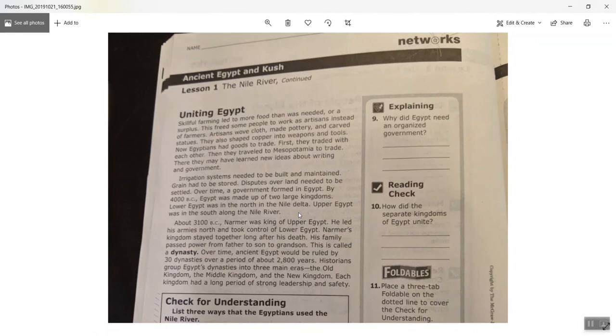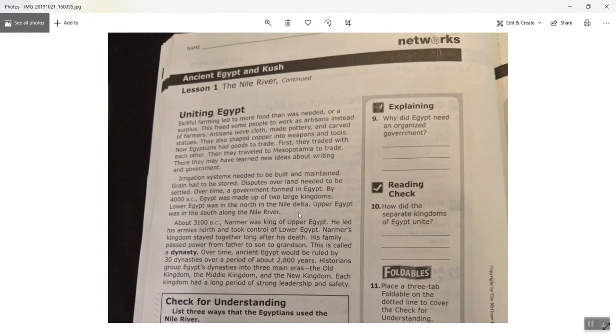About 3100 BC, Narmer was king of Upper Egypt. He led his armies north and took control of Lower Egypt. Narmer's kingdoms stayed together long after his death. His family passed power from father to son to grandson. This is called a dynasty. Over time, ancient Egypt would be ruled by 30 dynasties over a period of 2,800 years.